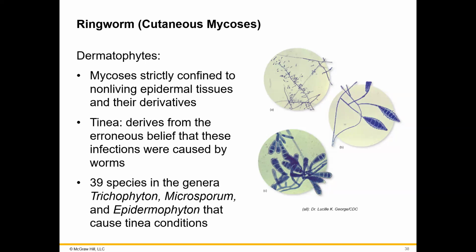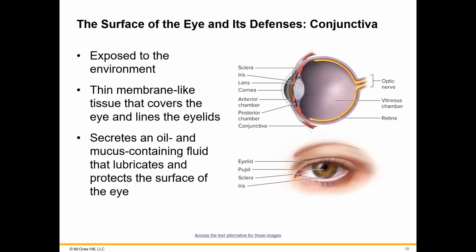We learned about Taenia solium that caused tapeworm, and that was a helminth. They used to think back in the day that this was actually caused by a worm because of the ring shape that it would have, but it is not caused by a worm, but the name is still stuck for the diseases that they cause. These are caused by over 39 different species and all sorts of different genera of fungi, but this is a fungal infection. All right, moving on, the eye diseases now.